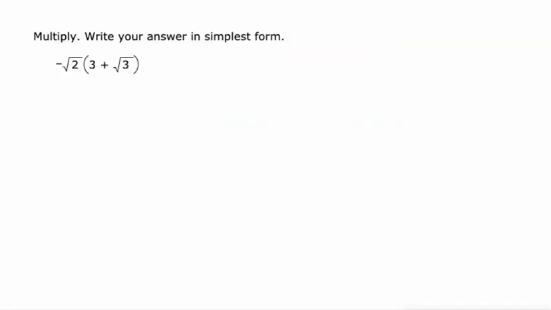All right, so this one's just basic distributive property. Negative square root of 2 times 3 is negative 3 times the square root of 2. That expression can't be simplified. And then negative square root of 2 times positive square root of 3 is negative square root of 6. We'll just do 2 times 3 is 6. And that can't be simplified either. So that actually is our answer.